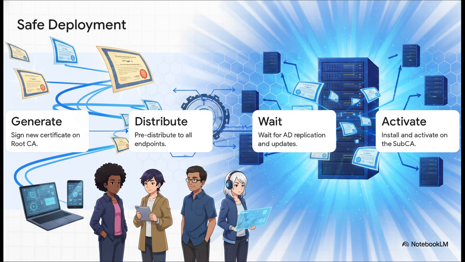To completely avoid this, enterprise architects use a brilliant protocol called Distribute First, Then Activate. You generate the cert on the root, but before you install it on the sub-CA, you pre-distribute it to all your endpoints via group policy or your MDM. You wait for Active Directory to fully replicate. Only when every single laptop and server already trusts that new certificate do you finally activate it on the sub-CA. It's a seamless, flawless, zero outage maneuver.